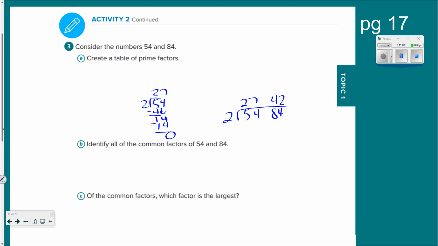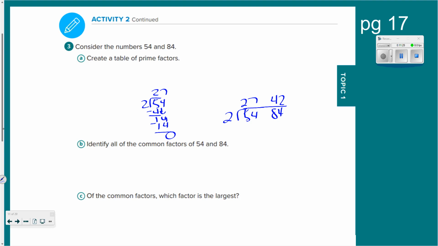So remember, the trick is to figure out if it's divisible by 3. I add the digits. What's 2 plus 7? 9. 9 is divisible by 3. What's 4 plus 2? 6. I divide 6 by 3. So I know I can divide them both by 3. So I've now answered that question. Yes, I can divide them by 3. Now I just need to do the math to do it.